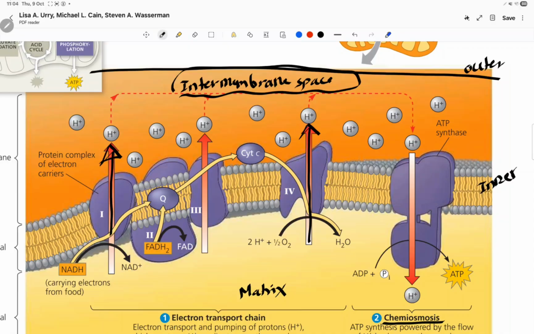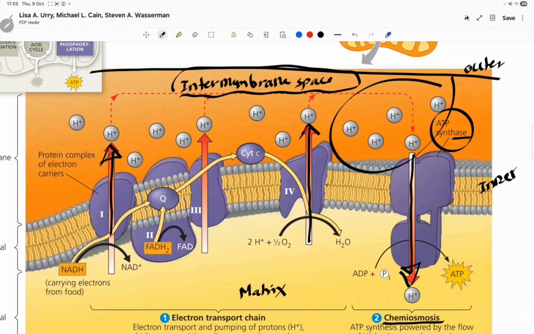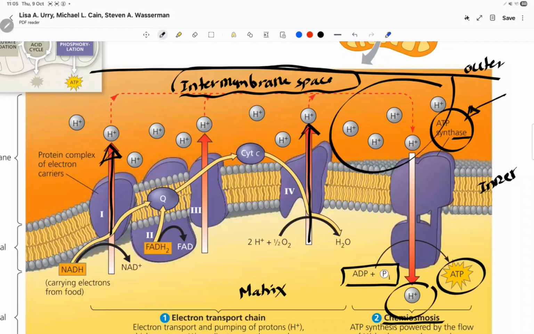But look, the H plus is charged. So it's going to be hydrophilic. So it has to go back through a protein channel. And this channel is called ATP synthase. Not only is it a channel, it's also an enzyme because it ends with ASE. Now, as they go back through this channel, they will release energy. Sometimes the movement of things from large concentration to low concentration will release energy. This energy will then be used to make this enzyme work. And when the enzyme works, it will combine ADP with phosphate to give you ATP.